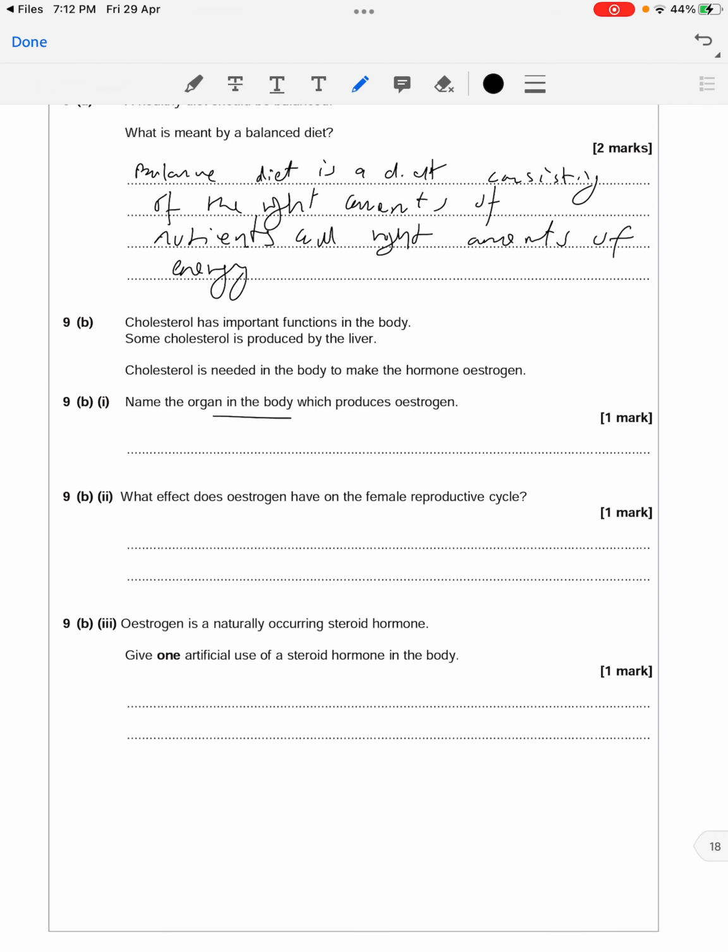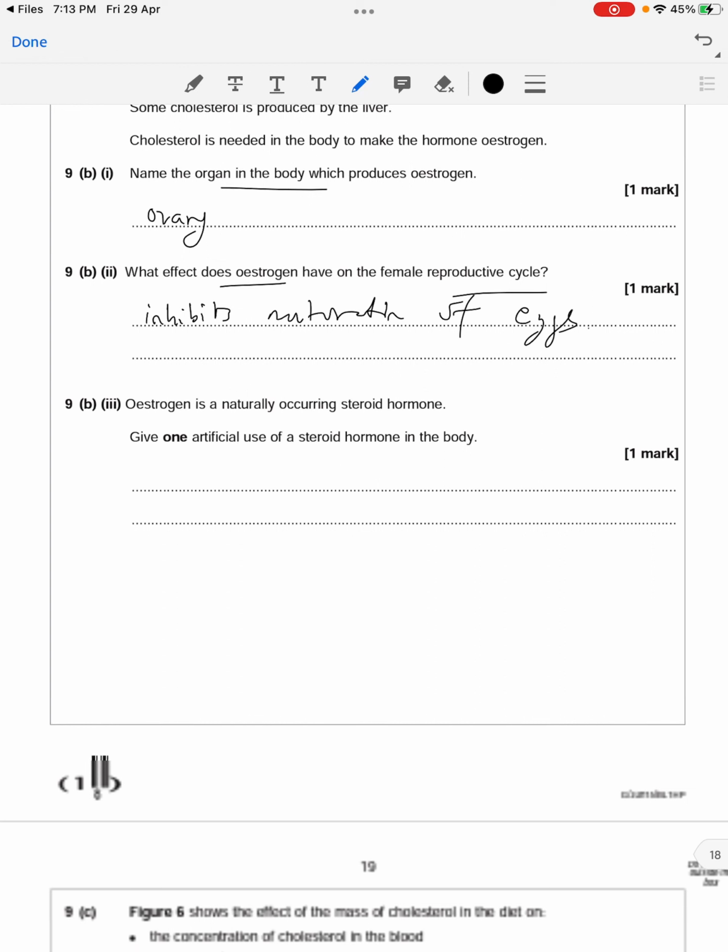Okay. All right. Name the organ in the body which produces estrogen. It's basically the ovaries, the ovary. 1 mark. What effect does estrogen have on the reproductive cycle? This is mainly content learning. It inhibits maturation of the eggs, and stimulates some hormone, I think, most probably.